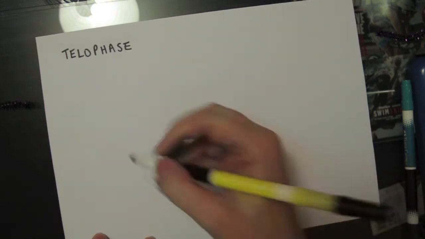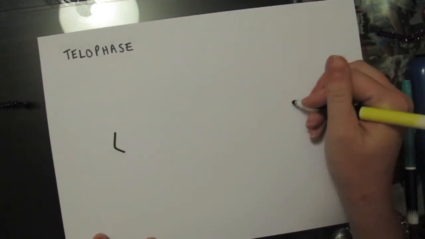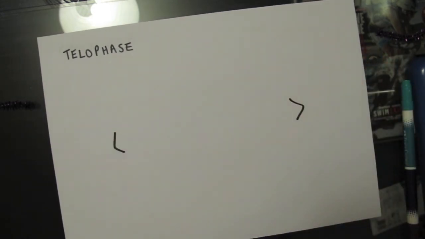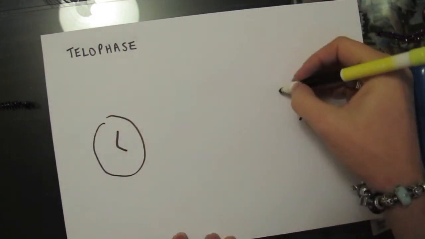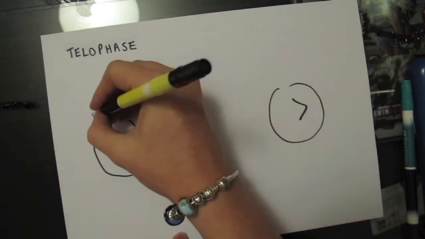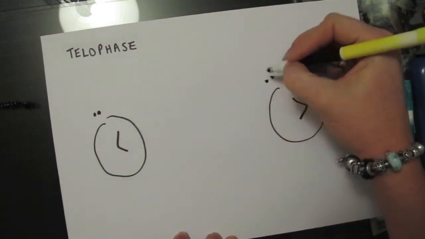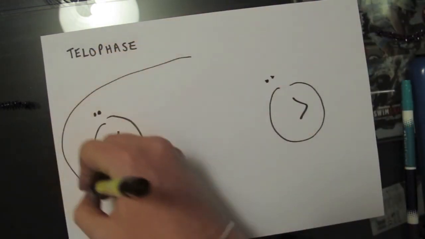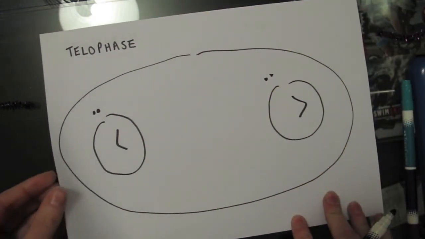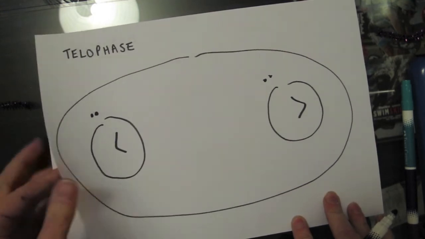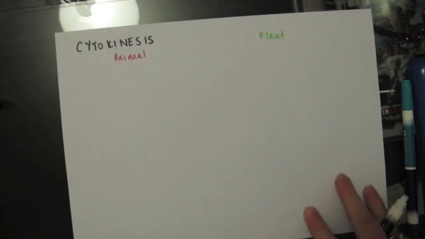The next stage is telophase, and in telophase you have the chromatids at each pole. The nuclear membrane starts to reform, and the centrioles will replicate, and you will start to look like a cell with two nuclei at that point. Which leads us to the final division, which is cytokinesis.